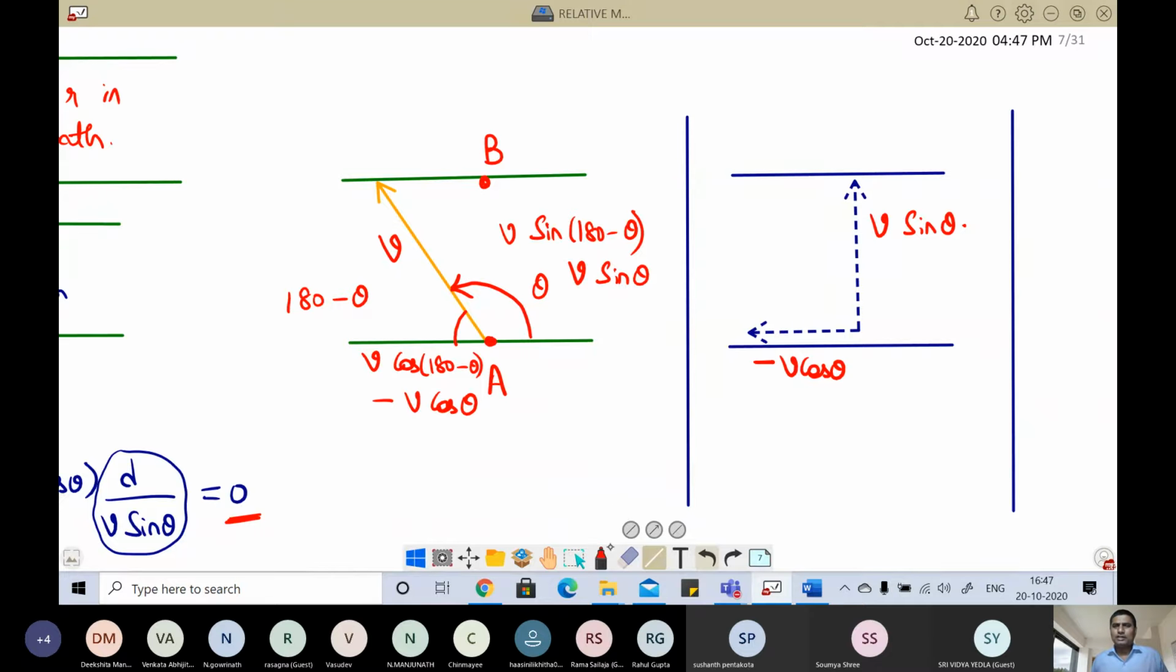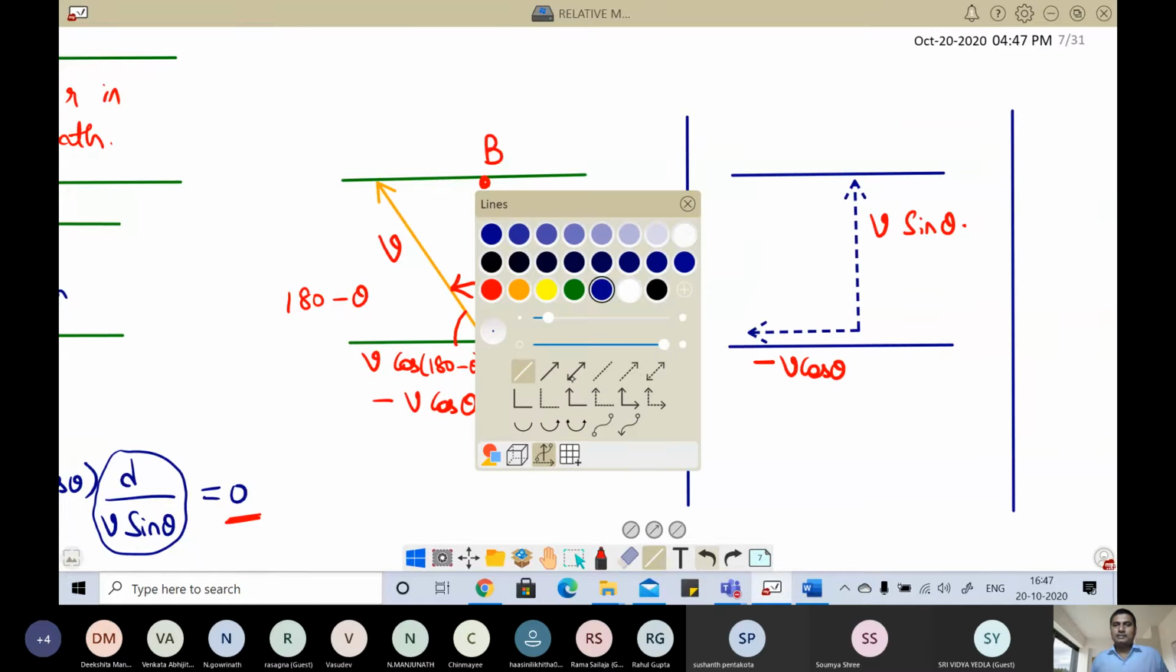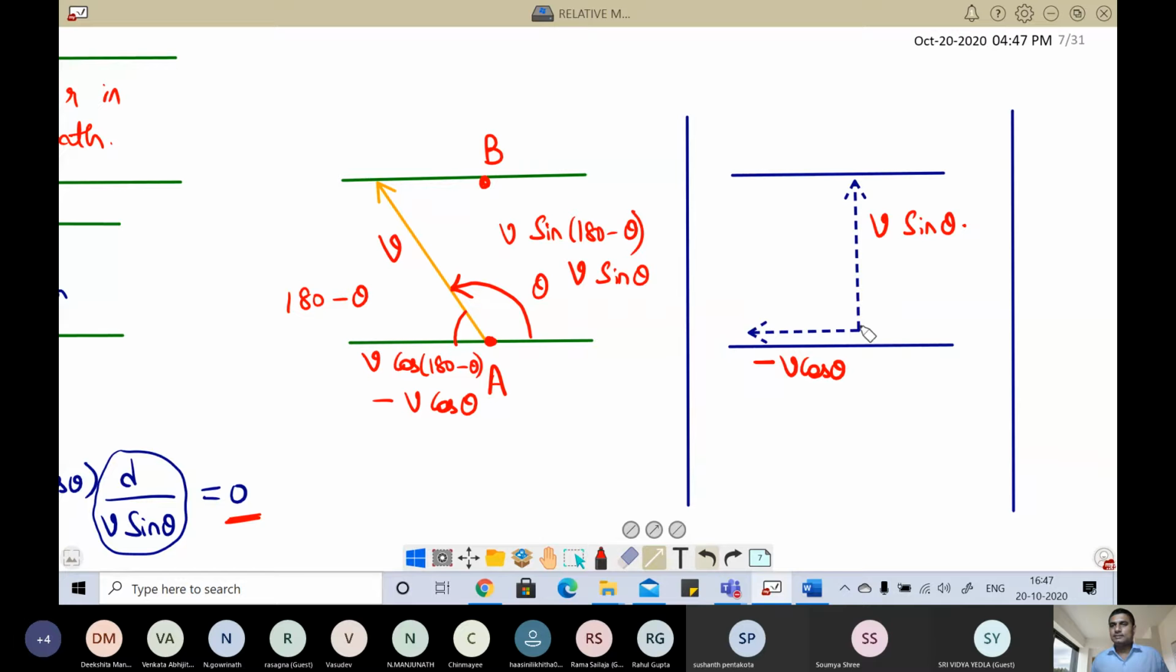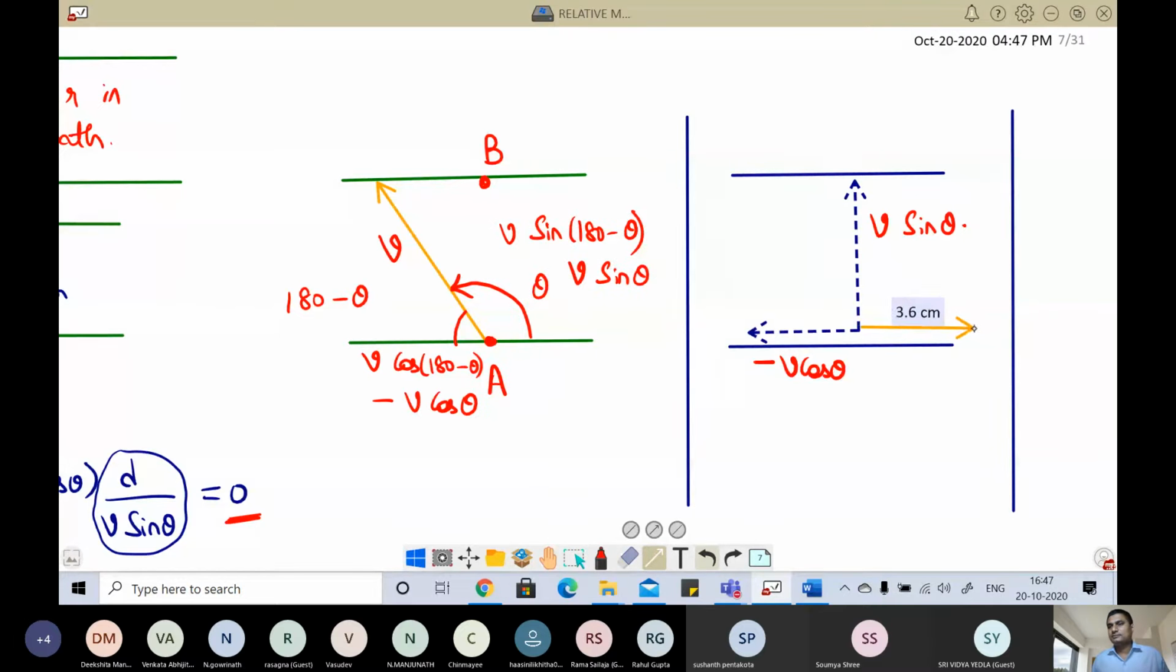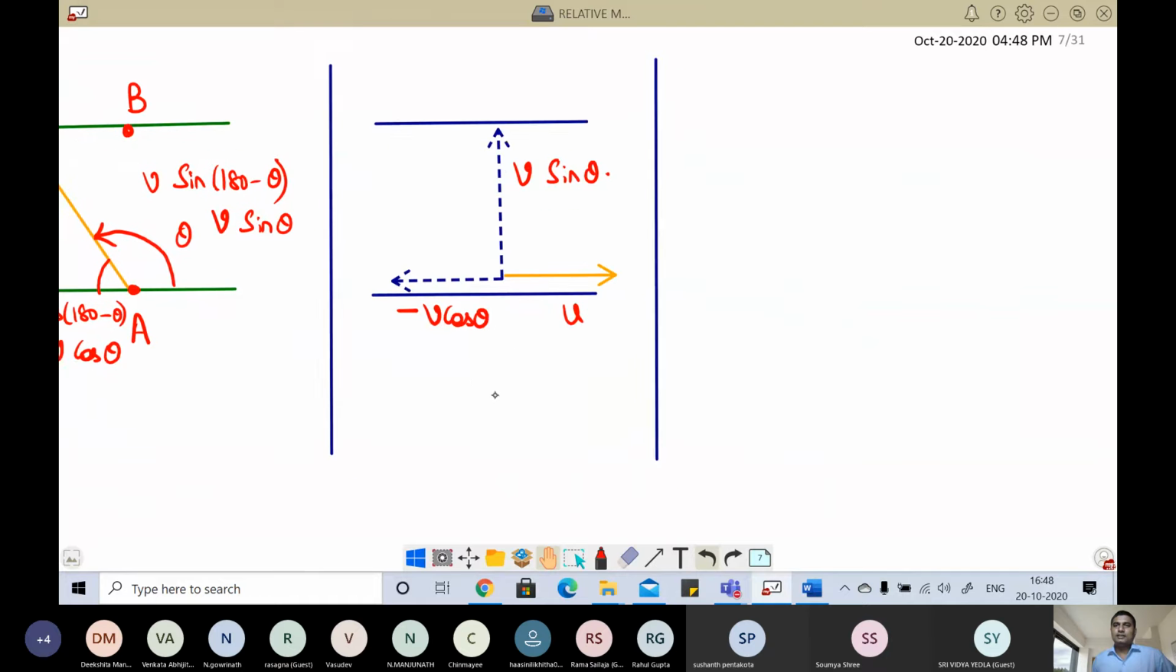Okay. Now see here. Velocity of river is towards right side. So I'm taking right side. So this is the river velocity. Okay. So this is called as U.